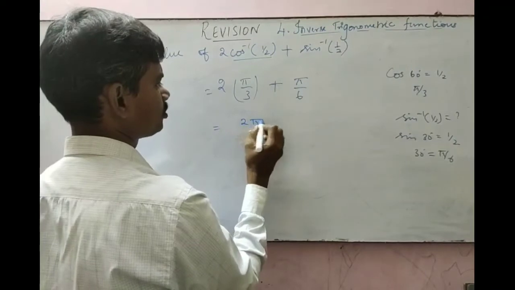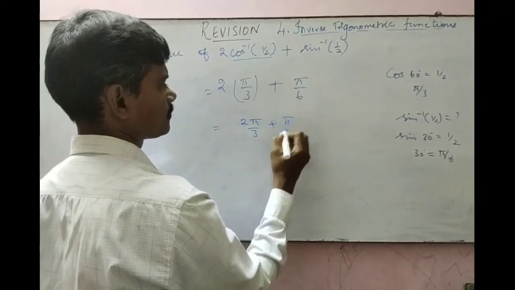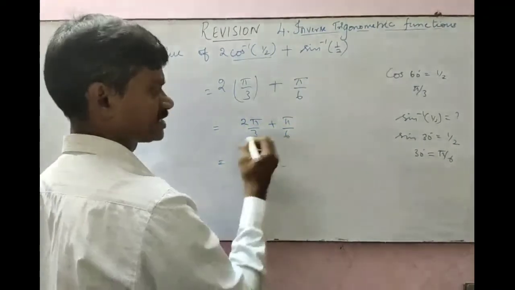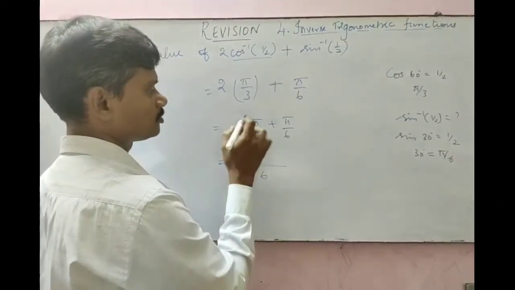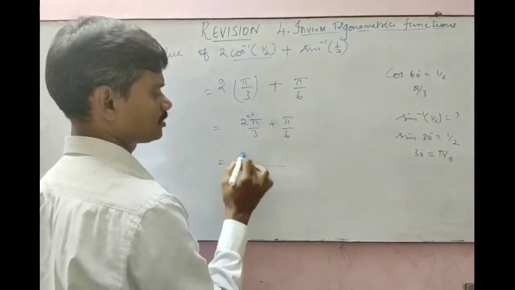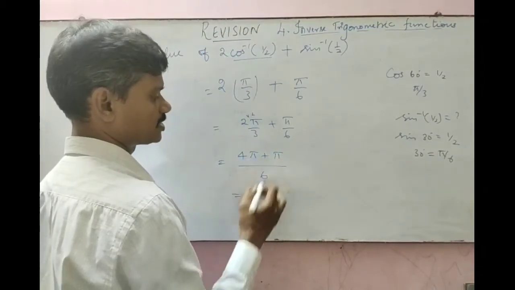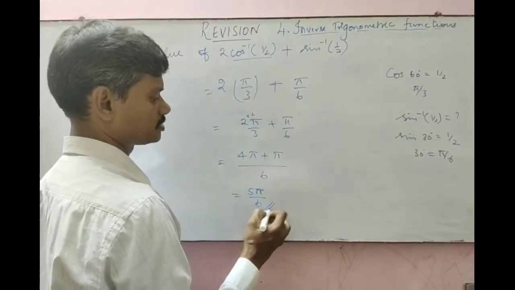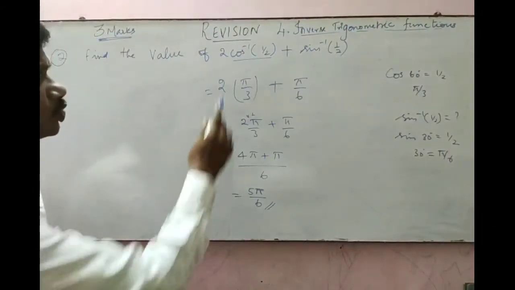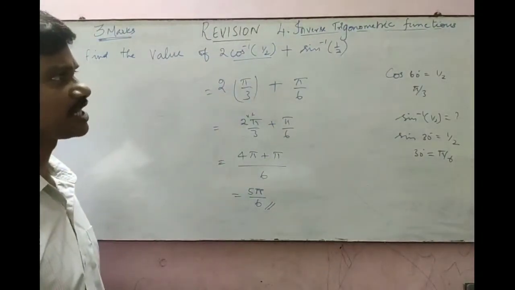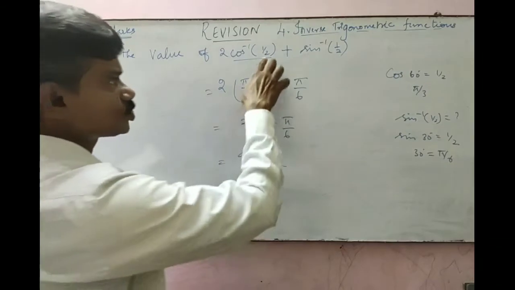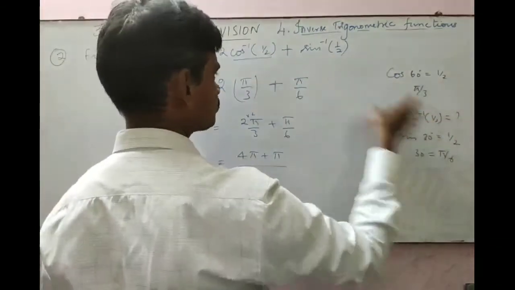So you will get 2 pi by 3 plus pi by 6. By taking the LCM of these two, you will get 6. Multiply the 2 here, you will get 4 pi plus pi by 6. If you add these two, you will get 5 pi by 6. So this is the value of 2 cos inverse of 1 by 2 plus sin inverse of 1 by 2. Since these two are known table values, we can easily find this.